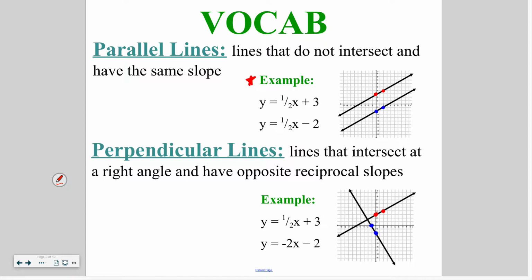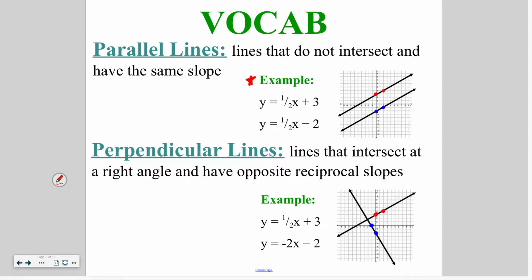The other lines we're looking at are perpendicular lines. These lines intersect at a right angle or a 90-degree angle, and they have opposite reciprocal slopes. What the opposite part means is that one of them is going to be positive and one of them is going to be negative. The reciprocal part, if you remember back to last year when we talked about division of fractions, reciprocal means flipped over.